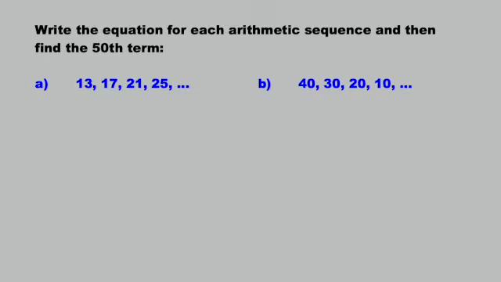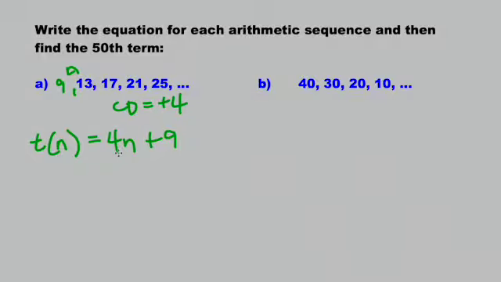Let's take a look now at how this would work with other sequences, and we're also going to find the 50th term using the equation once we've created it. So in this first one here, we're going to be increasing by 4 every time, so our common difference here is plus 4. And if we work backwards to find our initial value, that would be a 9. So our equation is going to be t of n equals 4n plus 9, where 4 is our common difference of plus 4 and plus 9 is our initial value.